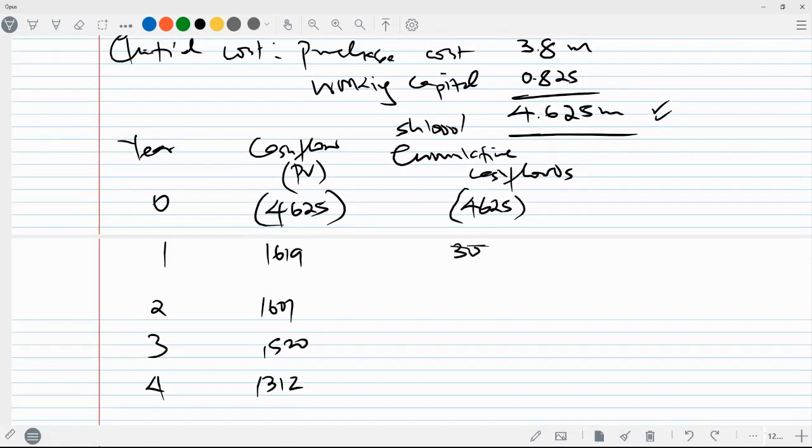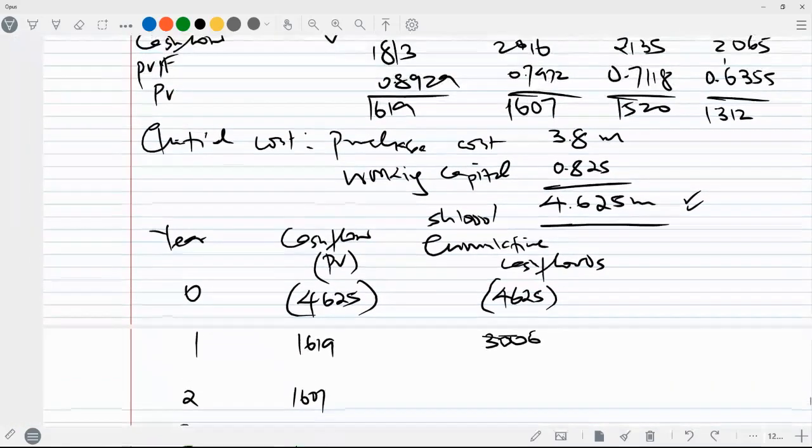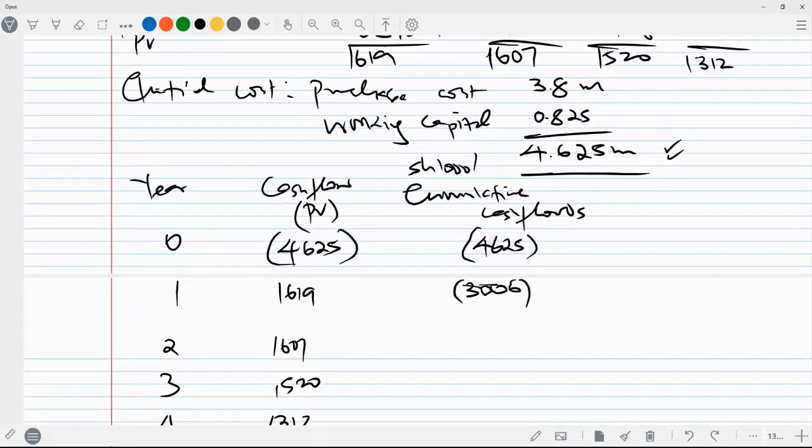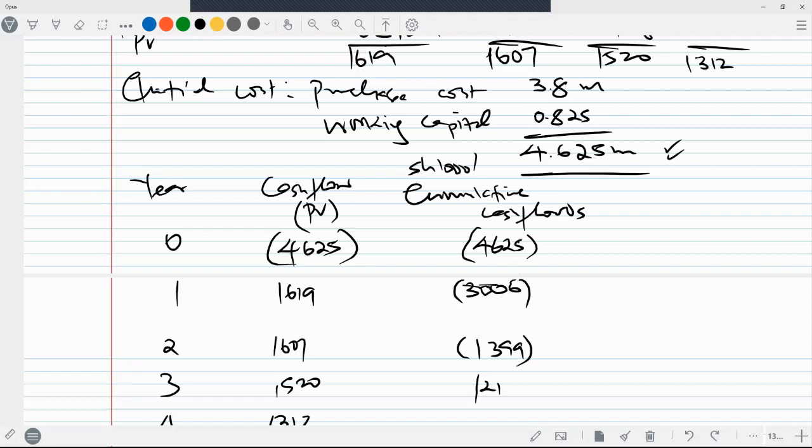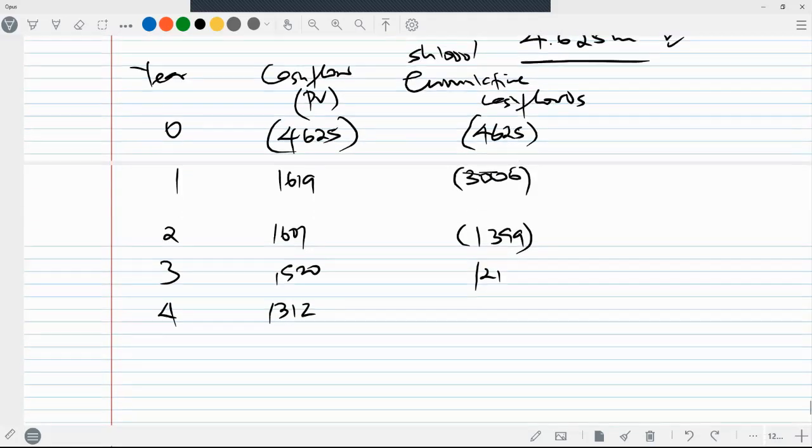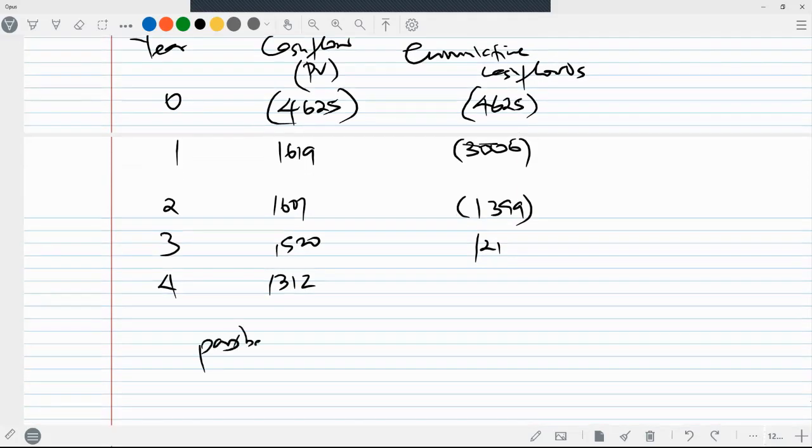Therefore the balance is negative 3006. We earn in year 2 1607. The balance is negative 1399. Then we earn 1520 next year. We have positive 121. Therefore, by the time year 3 comes to an end, we have already been able to recoup the entire 4625. Therefore, the discounted payback period for this project will be 2 years and a few months, because before year 3 comes to an end, you have already recouped all your money.